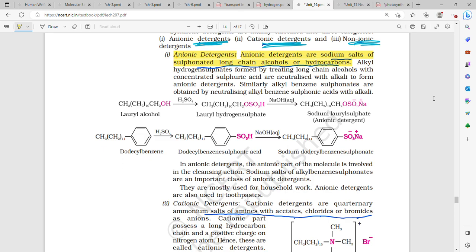Anionic detergents are sodium salts of sulfonated long chain alcohols or hydrocarbons, not fatty acids, fats and all those things. This is a long chain alcohol or hydrocarbon, and alkyl hydrogen sulfates formed by treating long chain alcohol with concentrated sulfuric acid are neutralized with alkali to form anionic detergent. Basically, anionic detergents are nothing but sodium salts of sulfonated long chain alcohols or hydrocarbons.